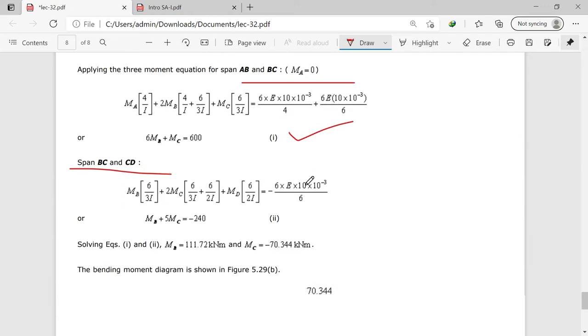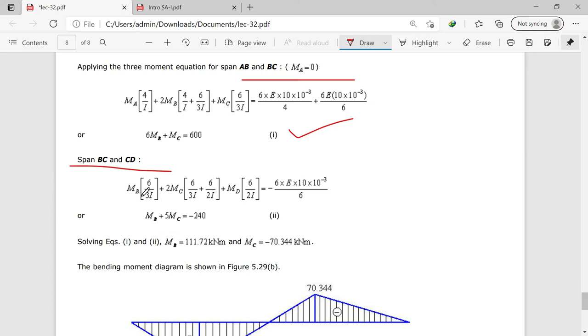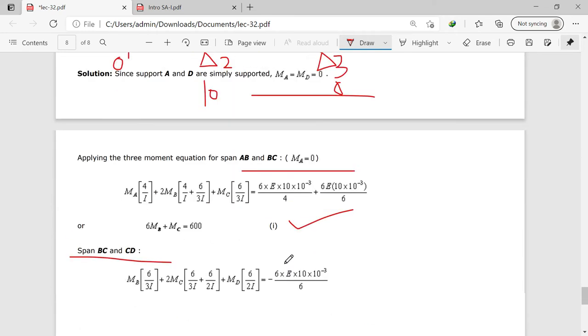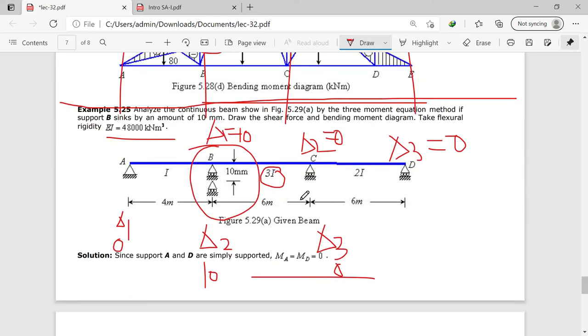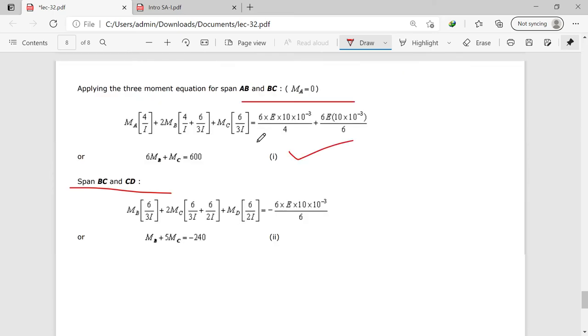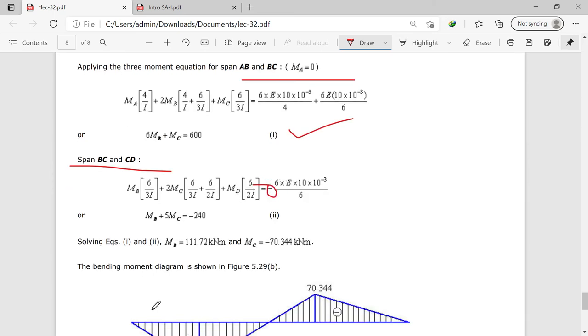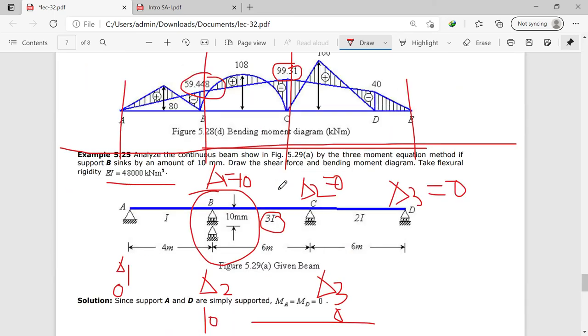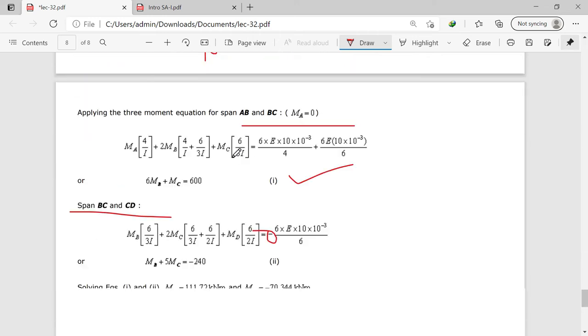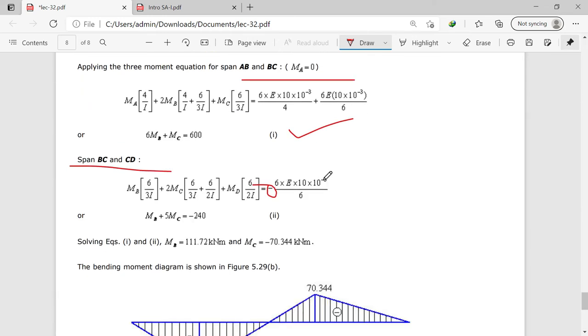Okay, let us see what he has done here. MB times 6 by 3I plus 2MC times 6 by 3I plus 6 by 2I plus MD times 6 by 2I is equal to minus 6E times 10 into 10 to the power minus 3 divided by 6. This value has to be considered, since it is delta 2 minus delta 1, which means 0 minus 10. Therefore the minus factor comes, because the formula is delta 2 minus delta 1. So here minus 6E times 10 into 10 to the power minus 3 divided by 6.